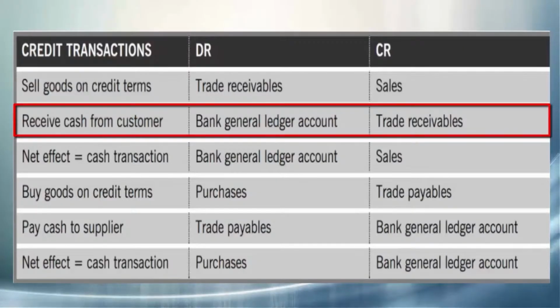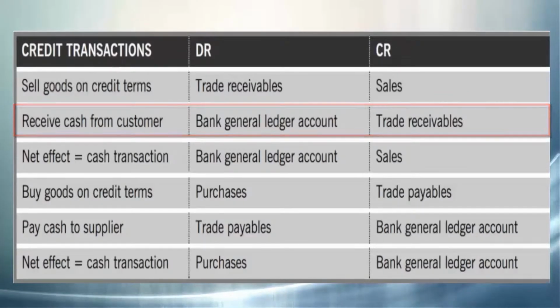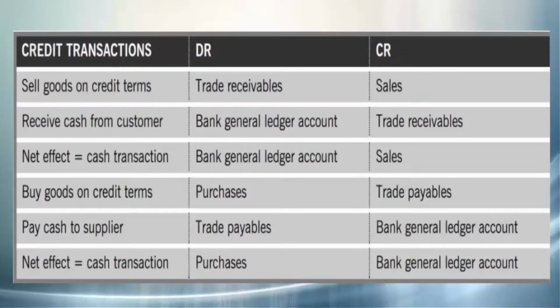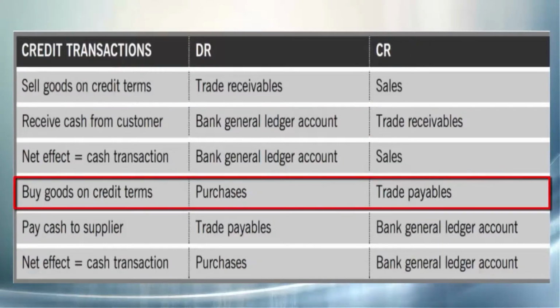Entry in the ledger accounts. Bank general ledger account, debit $1,000. Trade receivables account, credit $1,000. Example 3, buying goods on credit. What happens? When the business buys goods from a supplier on credit, it records the expense in the purchases account. At the same time, the amount owed to the supplier is recorded in the trade payables account. Expenses, purchases, increase, so the purchases account is debited. Liabilities, money owed to the supplier, increase, so the trade payables account is credited.